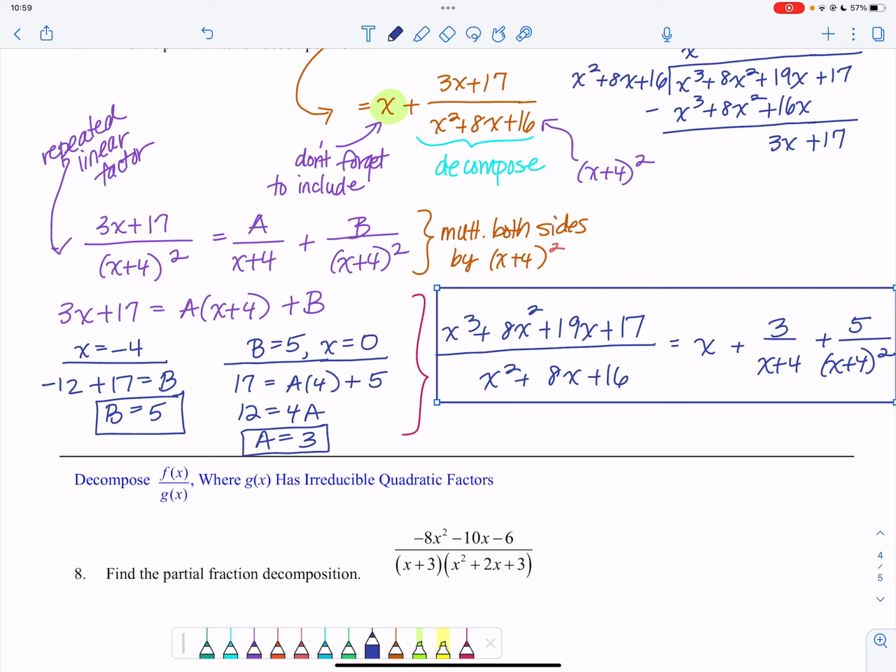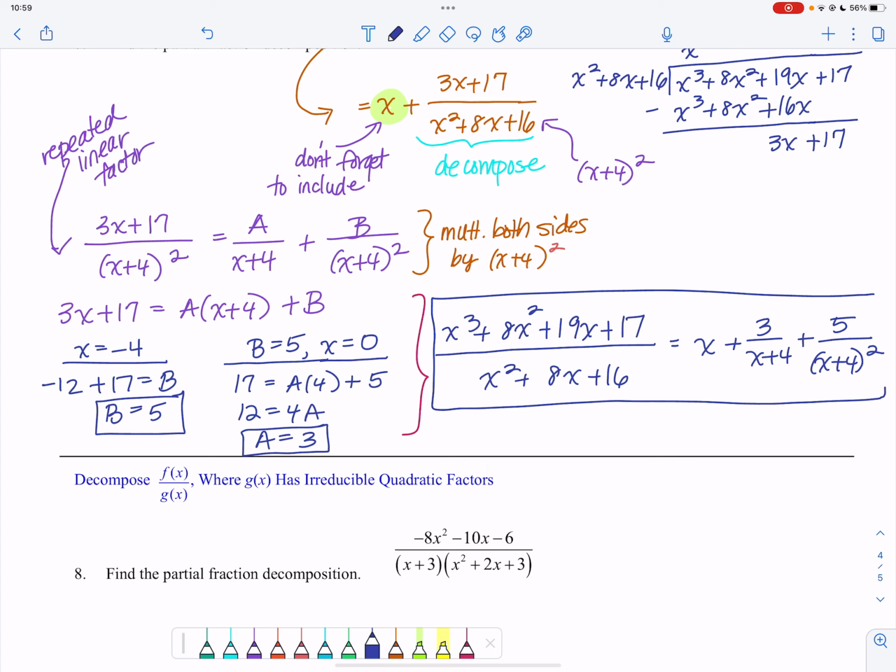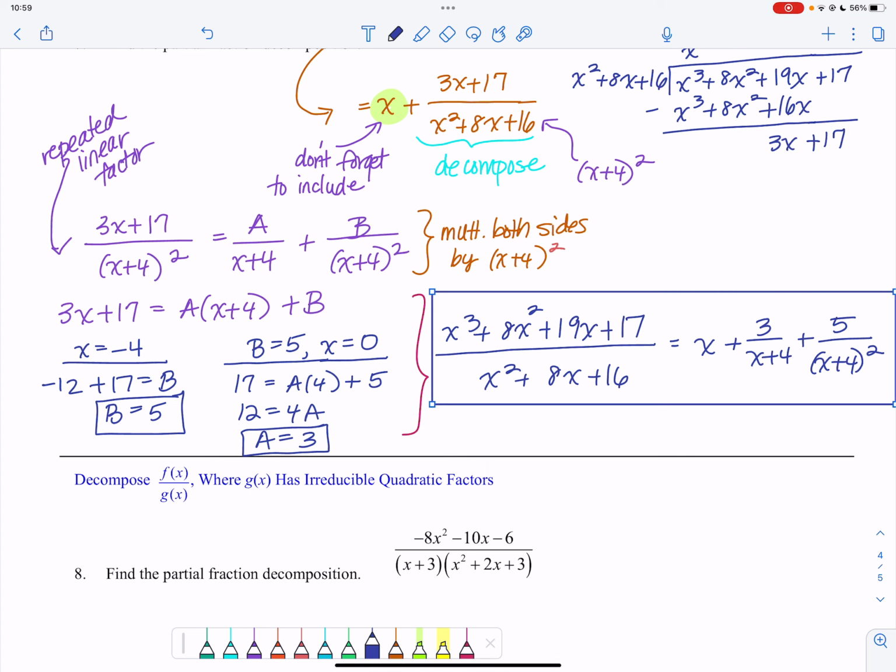See if I can just write this so it's a little bit closer: x plus 3 over x plus 4 plus 5 over x plus 4 squared. That way, if this were printed, it would still be on the paper.